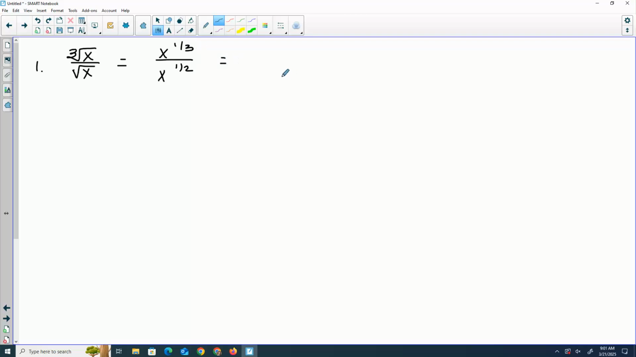If variables are divided, what do you do with their exponents? Subtract them. 1/3 minus 1/2 is -1/6. But the final answer has to be positive, so a negative power just moves it to the denominator. So it's 1/x to the 1/6.